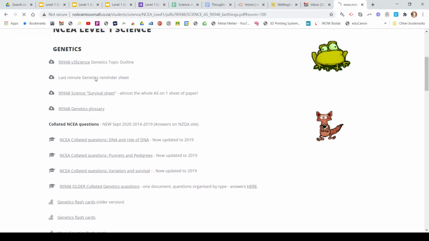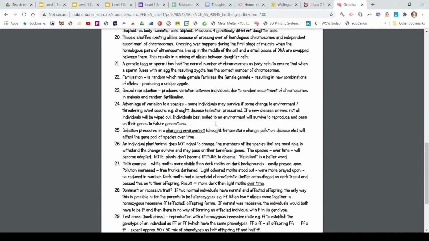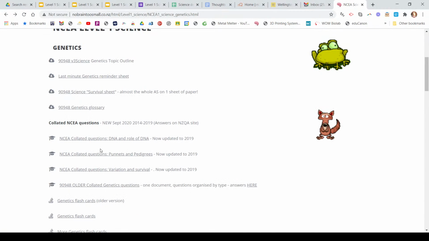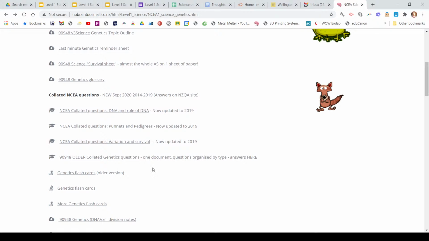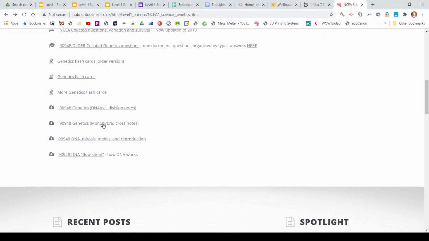And the last minute reminder sheet's really good because it contains a summary of a lot of the information you need to know. You might want to go through that. I think it's just 2 pages. And then there's also collated questions. So if you know that you've been struggling with variation and survival, then maybe you go and visit those questions, and that's got all of the exam questions relating to that topic put together. And then further down we've got notes on the different aspects of genetics, and there's flashcards as well if that's something that might help you memorize some of the definitions.